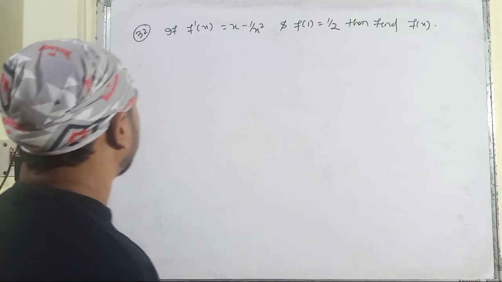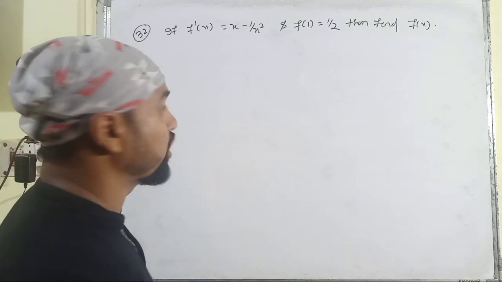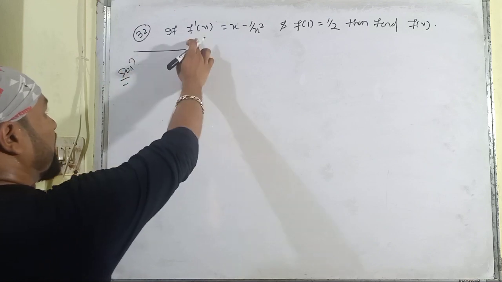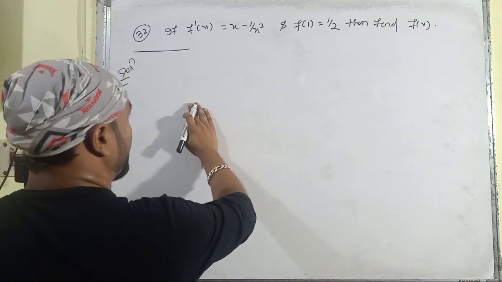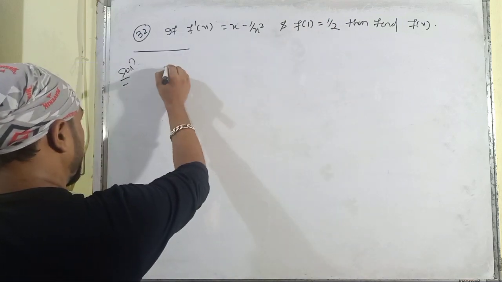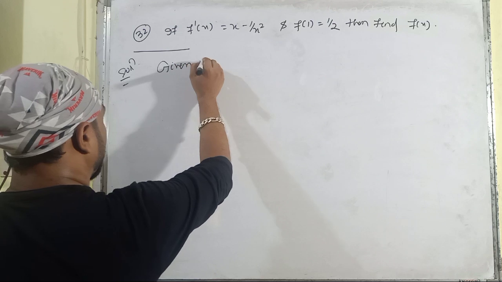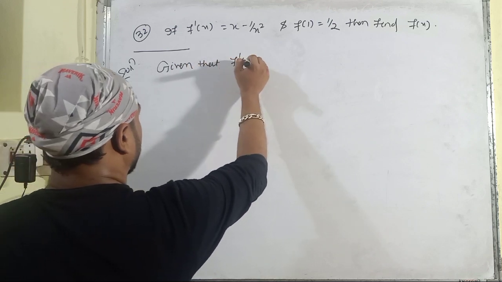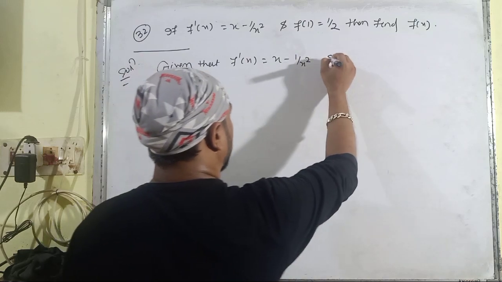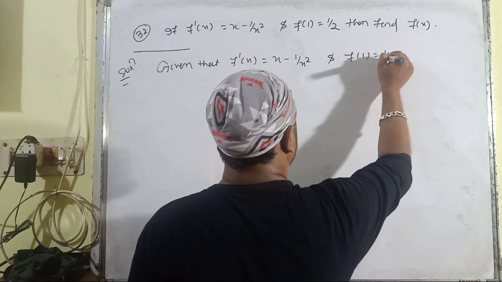So here it is, problem number 32, which is the last problem of this current video session. Let us go through the problem. Given that f dash x is equal to x minus 1 upon x square, and also it is given that the value of f of 1 is equal to 1 by 2. Given that f dash x is equal to x minus 1 upon x square and f of 1 is equal to 1 by 2.